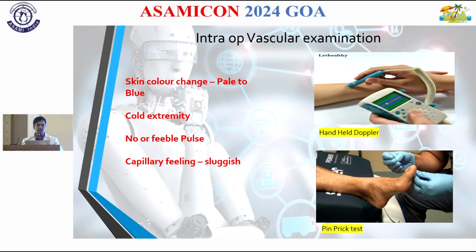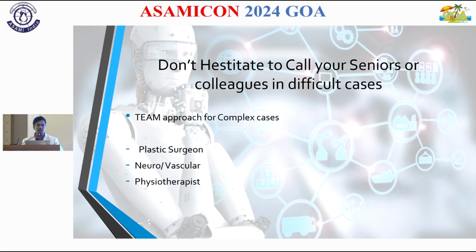So intraoperative vascular examination, how to do it. Mostly the skin color changes from pale to blue if there is any vascular injury, with cold extremities, feeble or no pulse, and the capillary refilling might be sluggish. Even after that, if you are sometimes doubtful, then a handheld Doppler definitely helps. In some cases where I do acute docking of the tibia of more than 4 cm, the Doppler has helped. If Doppler is not available, at least a pin prick test is a must. Do not hesitate to call your seniors and colleagues in difficult cases.